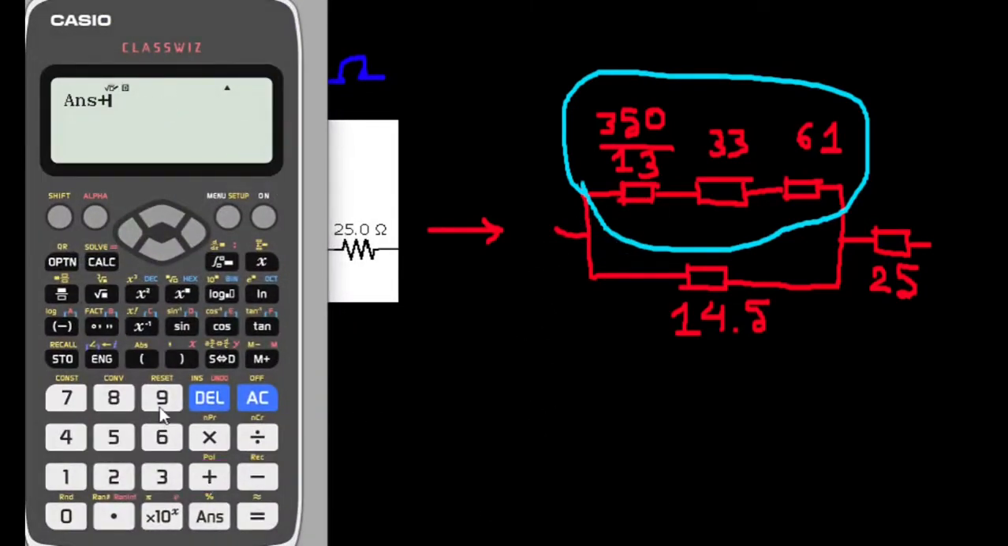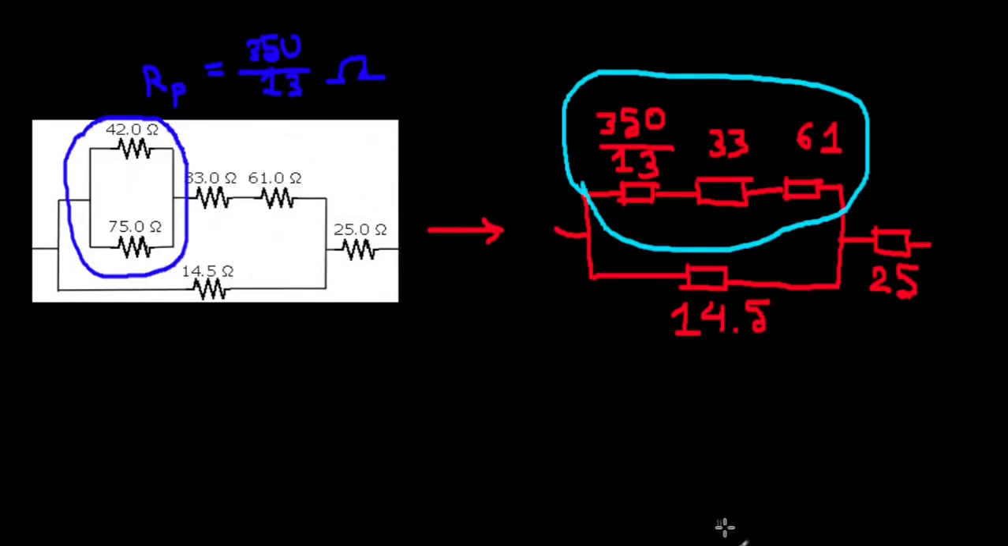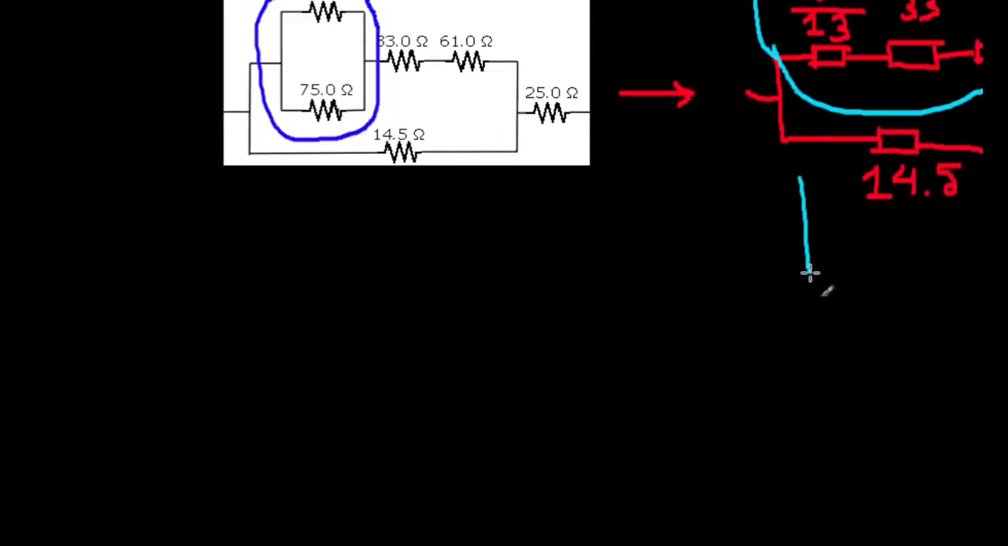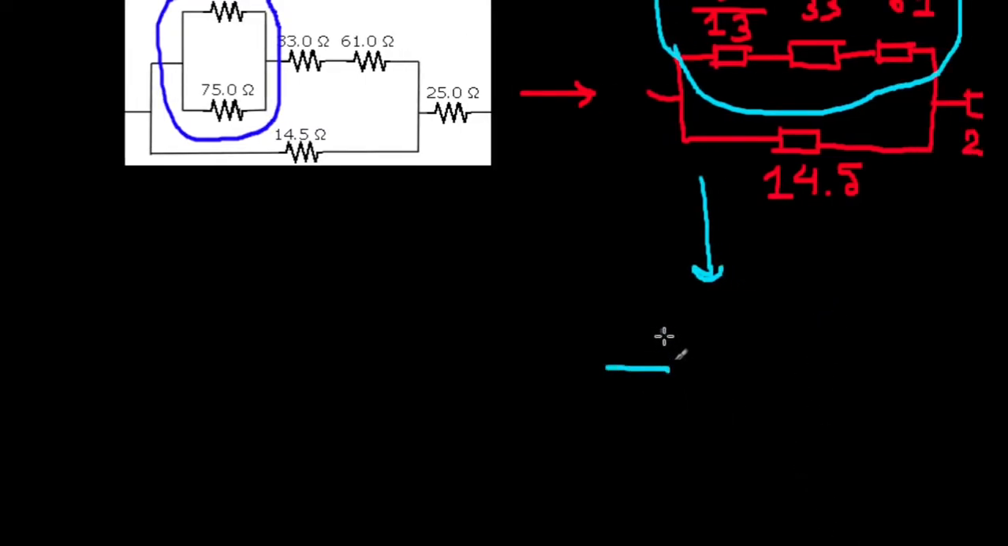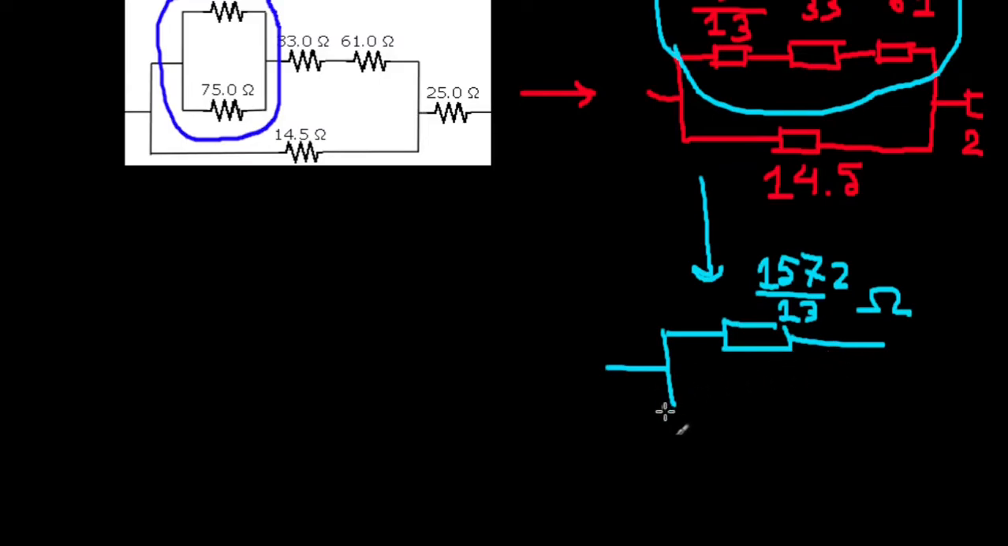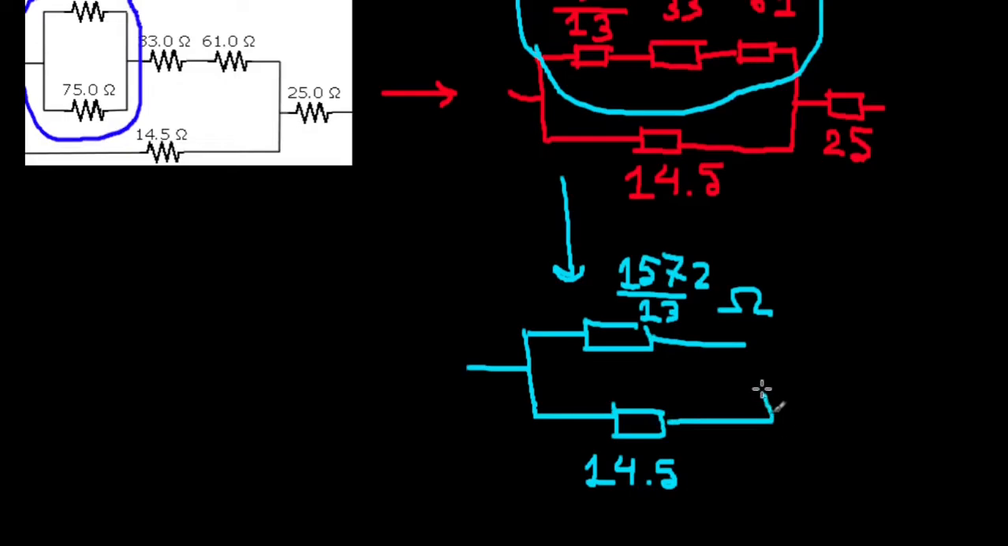So their sum, the equivalent resistance here, is 33 plus 61. That's our previous answer, so this is 1572 over 13. If I turn this into the equivalent resistance, I have one resistor, which is 1572 over 13, and this is connected in parallel, as you can see, to a 14.5 ohm resistor. I just said I would omit ohms, but I wrote that out of habit. And this is 25.